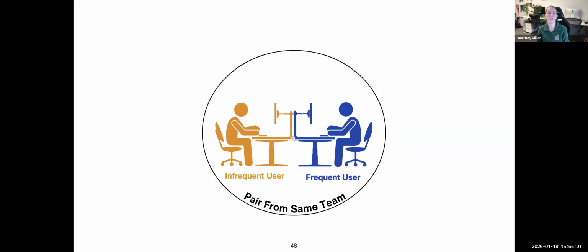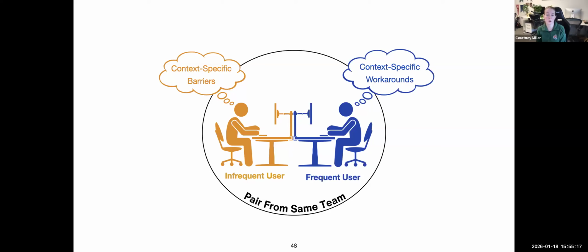So, to understand why adoption varies among developers in seemingly similar contexts, we spoke to pairs of developers from the same team matched on key characteristics who had contrasting usage patterns, so that we could directly compare the context-specific barriers faced by an infrequent user with the context-specific workarounds leveraged by their frequent user counterpart.